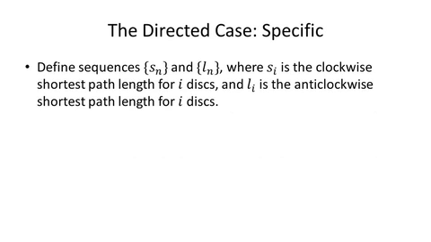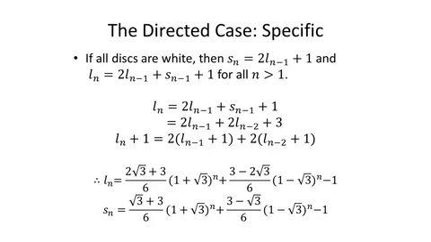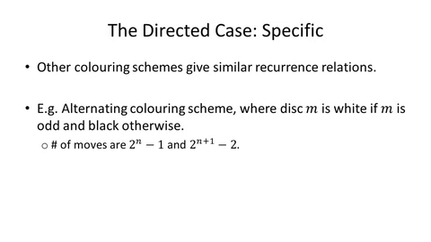So for this case, I would define sequences S_n and L_n, where S is the shortest path for moving all of the disks from one peg to the clockwise next peg, and L_n the anti-clockwise. Since there is no symmetry, you cannot have those being the same. So for just an example of working, if all of the disks are white, I can set up recurrence relations and work it out, it's pretty standard. And if I have other coloring schemes, I have similar recurrence relations.